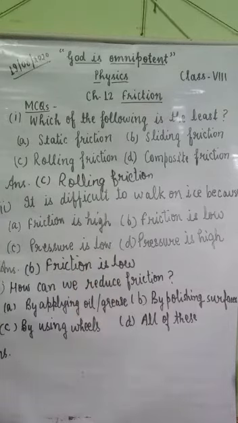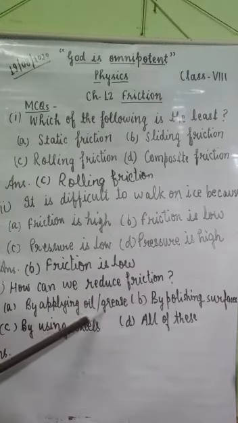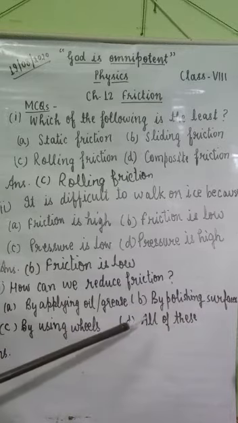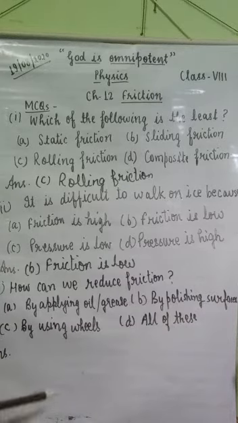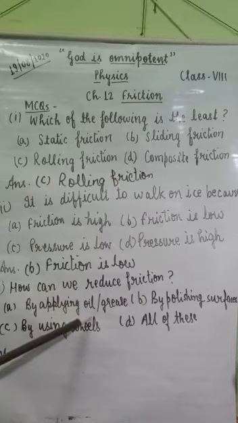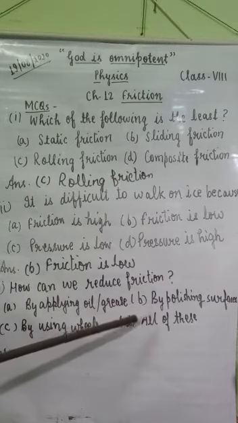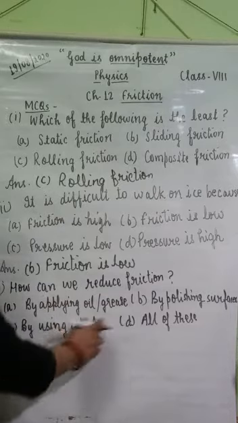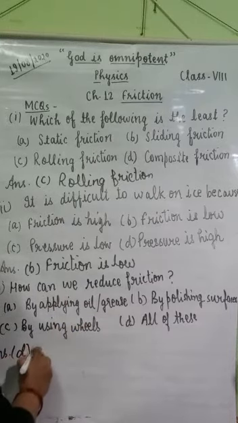Next is, how can we reduce friction? By applying oil or grease, by polishing the surfaces, by using wheels, or all of these. You have learned the methods to reduce friction. By applying oil or grease, we can reduce friction. By polishing surfaces, it also reduces friction. And by using wheels, it also reduces friction. So all options are correct. So you will write option D is correct, all of these.